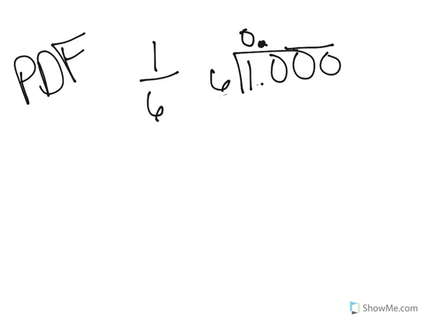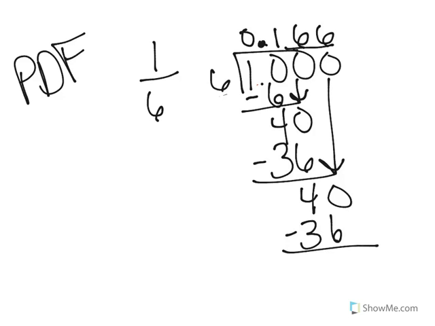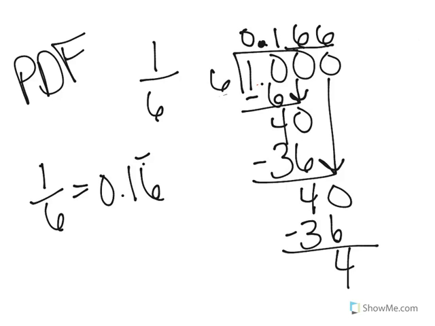Now 6 will go into 10 once. Bring down the 0. We'll go in 6 times. As you can see, I'm sure you're noticing a pattern. Keep getting 4, so it's going to be a 6 on top in the quotient. So 1/6 equals 0.16 with the bar above it. Now it's important that you have the bar above the 6. It's not 16 that repeats, it's the 6 that repeats.